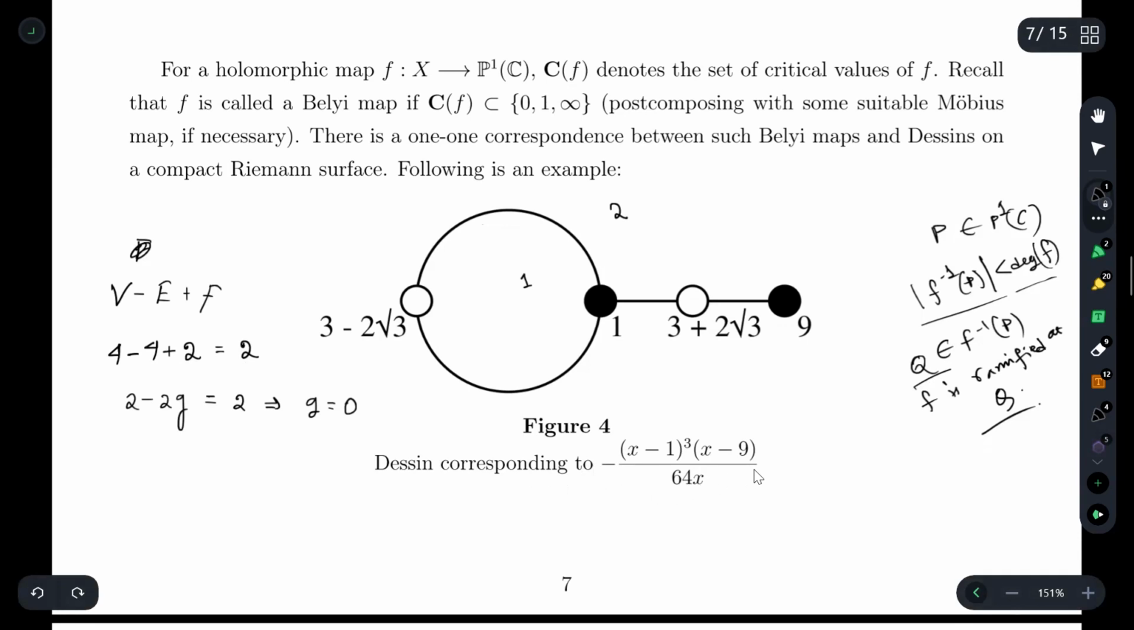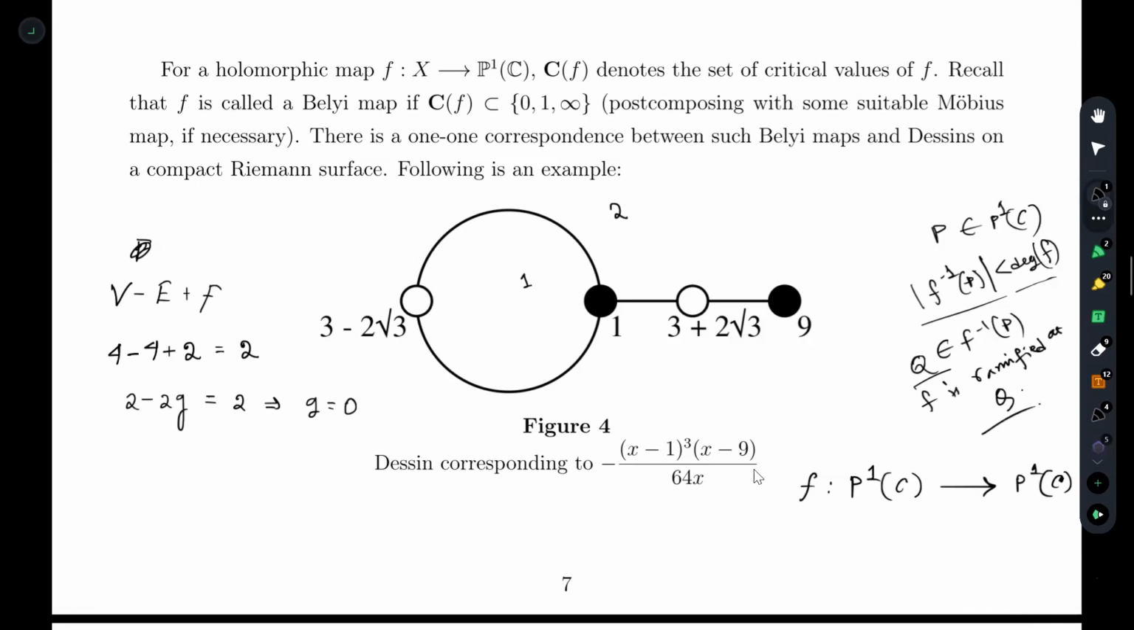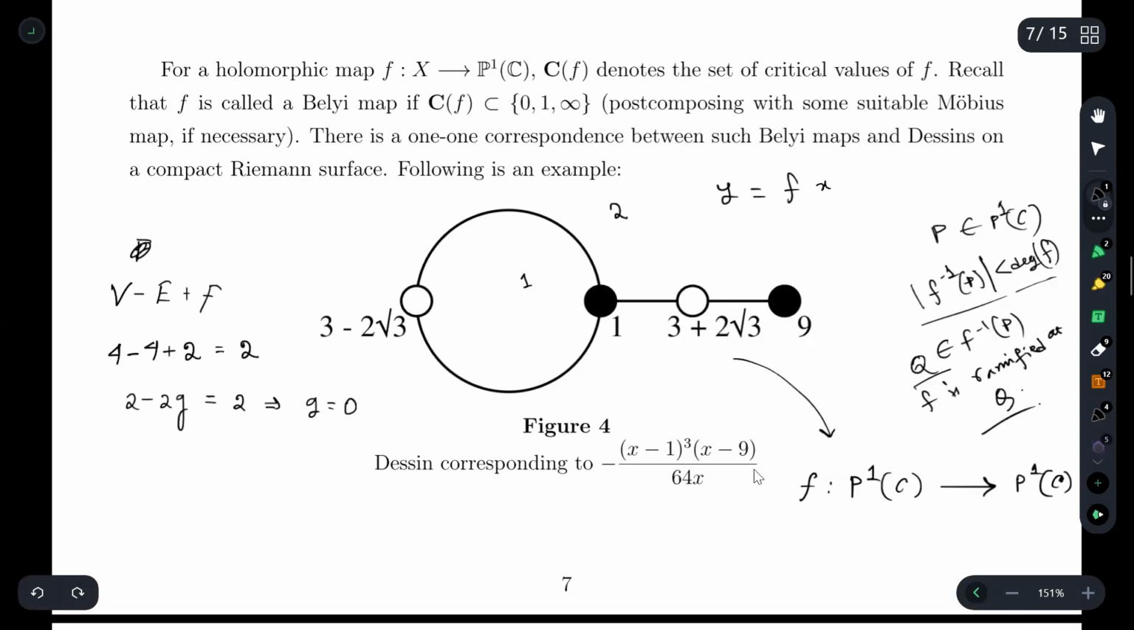Algebraic curve. You can consider this as a map from P1C to P1C. And I am saying that this design corresponds to this function, and this function is a Belyi function. Usually an algebraic curve has two variables, x and y. So this is the curve y equals this fraction. You can consider this y equals f(x).